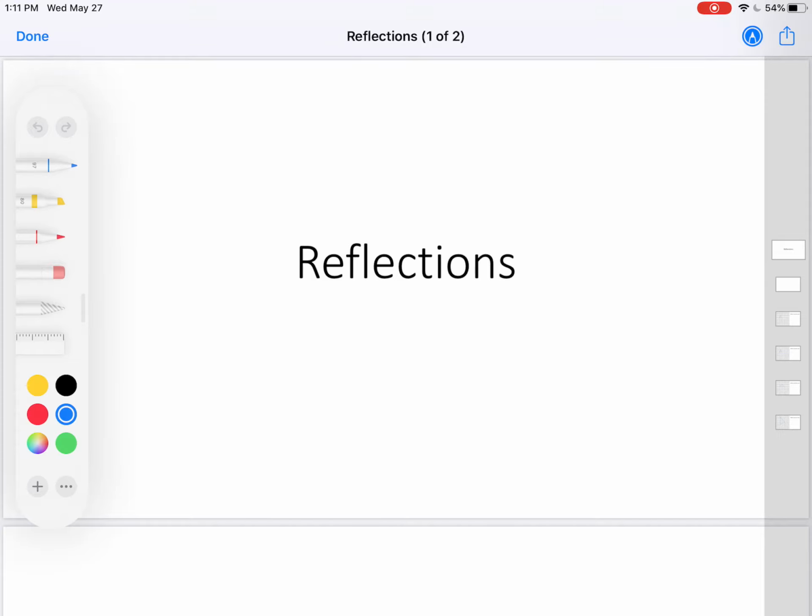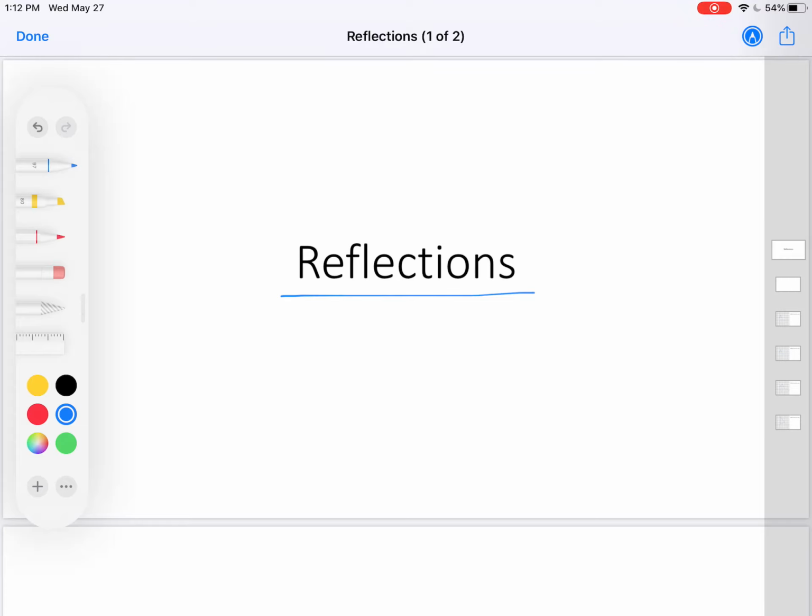Okay, students, it's time to learn about a new type of transformation. This type is called reflections, and it is just like you're thinking. It is what happens when you stand in front of a mirror and everything that you see is the image of yourself, and yourself is the pre-image.